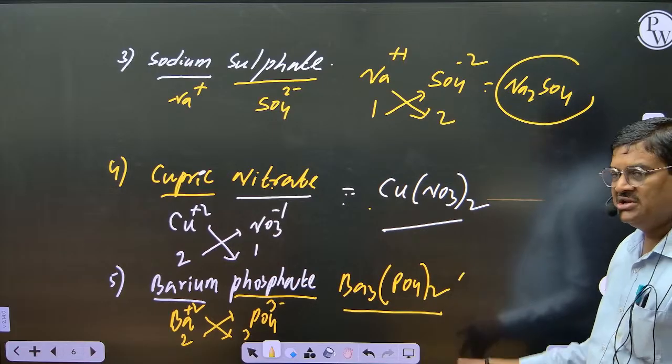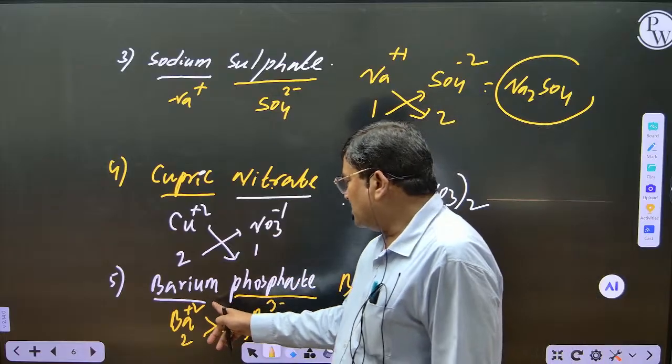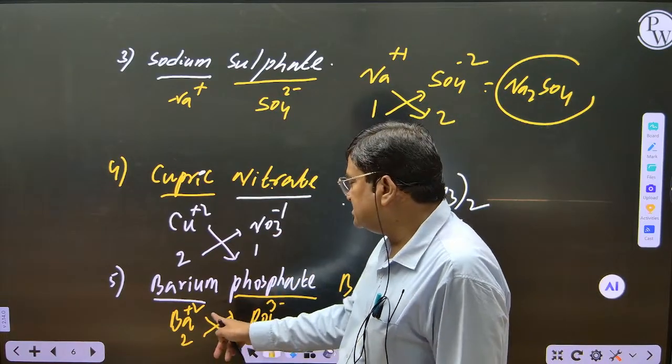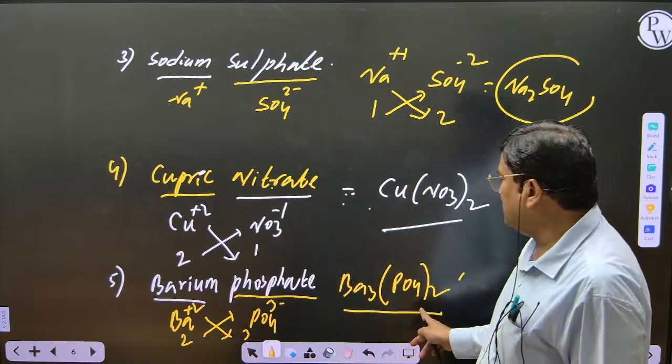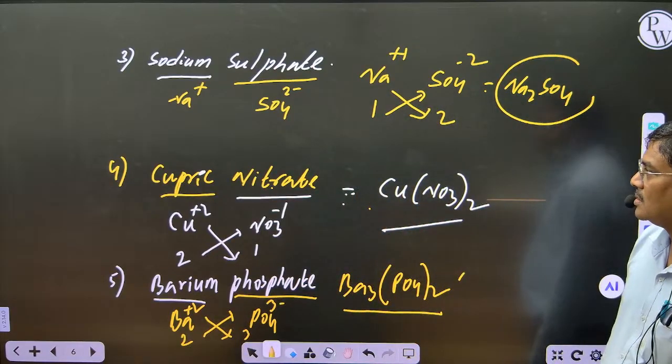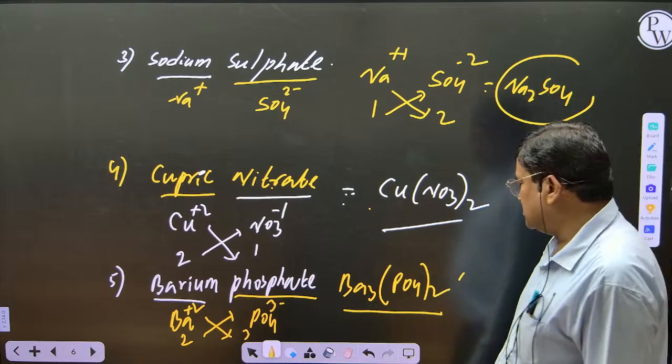Barium phosphate. Understood? Barium valence is 2, phosphate valence is 3. So the valency of 2 goes to phosphate, the valency of 3 goes to barium. Barium phosphate. Next slide, Aurous.